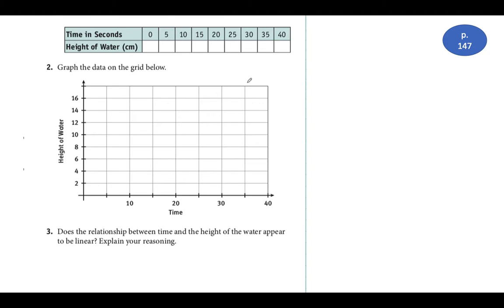Okay, so we're on page 147 in your book, and there was this fun activity we were going to do in class. You were going to stand up and help me out, and I was going to punch a hole in a water bottle. Then you were going to put your thumb over the hole, and maybe one of your classmates would get a timer, and another classmate would have a ruler, and we'd have a bucket on the floor, and we'd let the water run out of the water bottle.